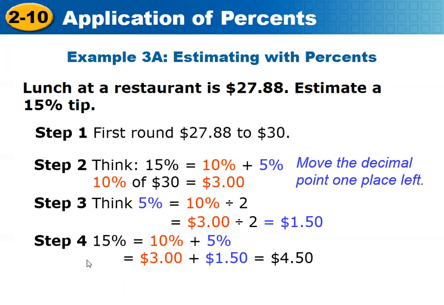10% of 30, so it will be 3, move 1 digit to the left. 5%, I'm going to divide the number into 2 parts, so 3 divided by 2, it will be 1.5. Then 3 plus 1.5, so the answer, it will be 4.5.